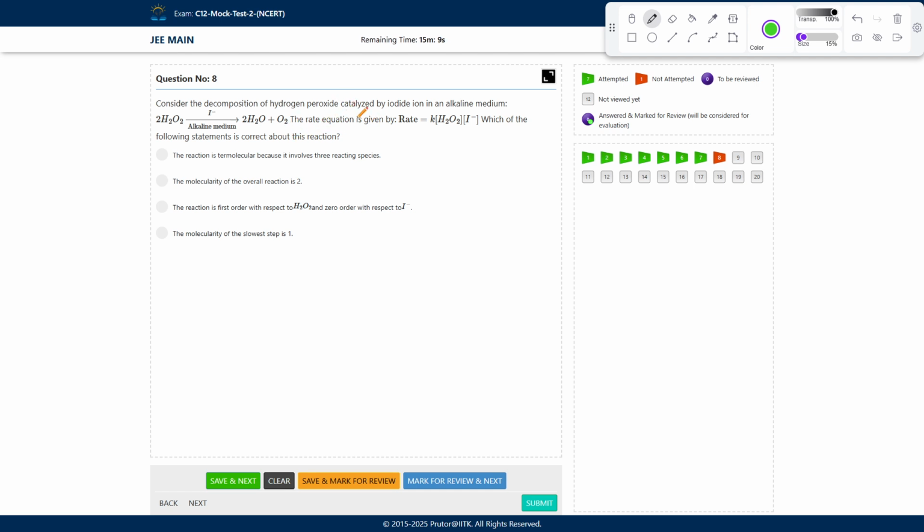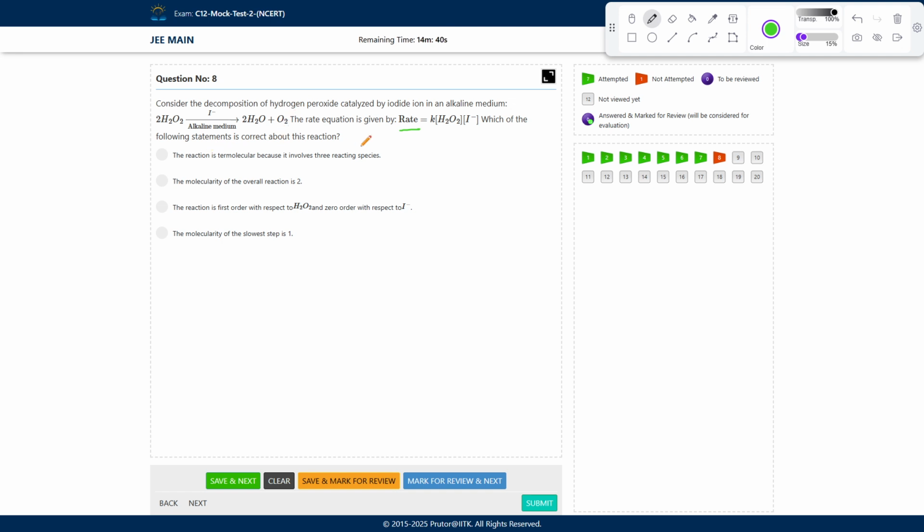The rate equation is given by rate is equal to K times the H2O2 concentration multiplied by the I negative, that is iodide ion concentration, right? This is the rate given. Which of the following statements is correct about this reaction? Okay, from the given 4 options, we have 4 statements, and you have to find out which is the correct one about this explanation, rate and the reaction given.